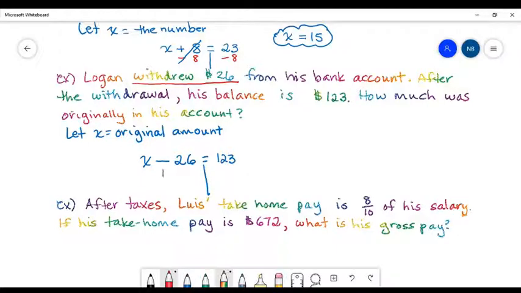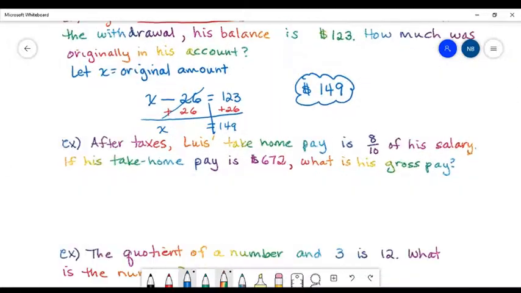We have a one-step linear equation. Our goal is to isolate X. So we need to zero out the 26. Negative 26 plus 26 is 0, leaving X by itself. 123 plus 26 is 149. So originally he had $149 in his bank account.